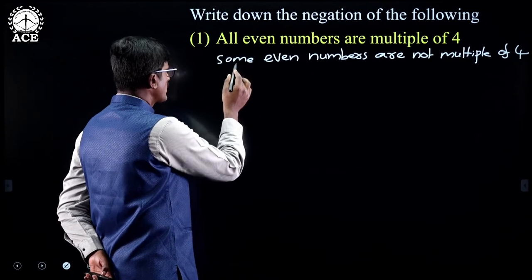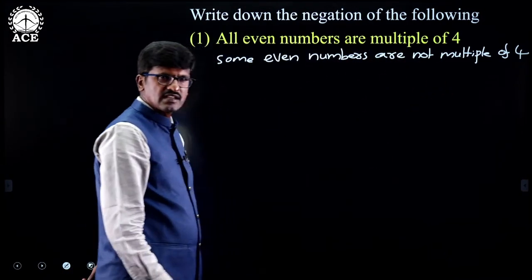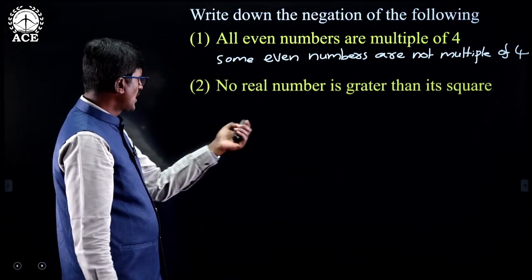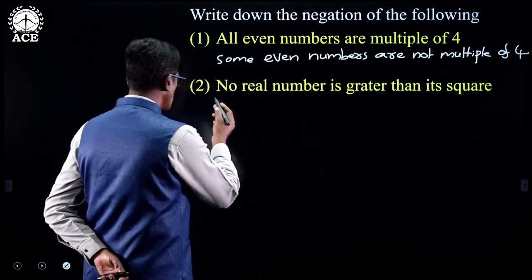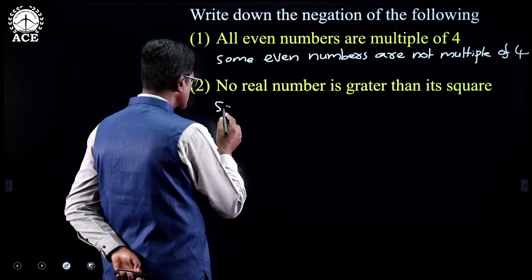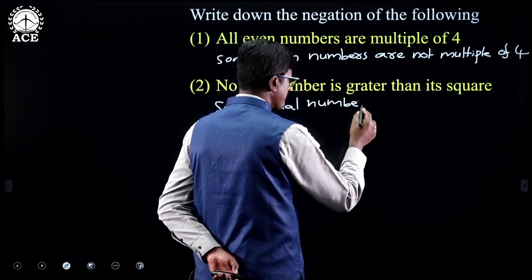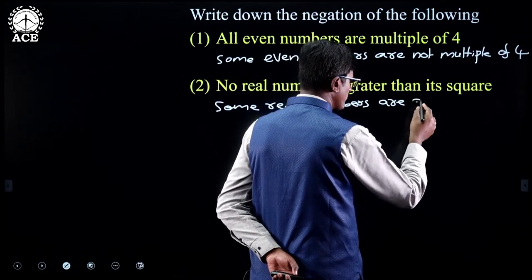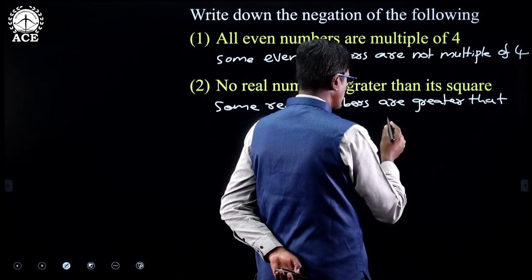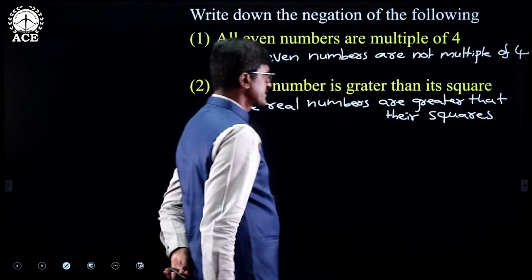I have replaced the universal quantifier with the existential quantifier, and there is no connective in this. So this is the open statement, and I have taken the negation of that open statement: even numbers are not multiples of 4. Now look at this: no real number is greater than its square. That means all real numbers are not greater than their square. The negation of this is, some real numbers are greater than their squares. That is the negation of this.